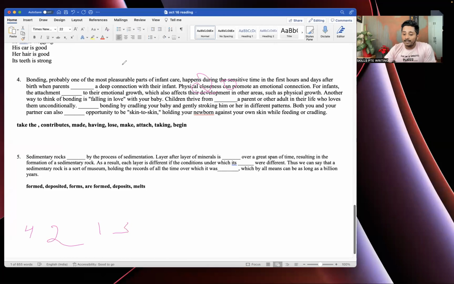No, deposited will not be here. See, sedimentary rock is not deposited. Sedimentary rock is formed. Deposit means depositing. Okay, total is 20. May I see everybody's total scores, please?